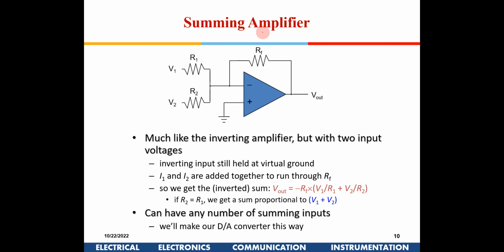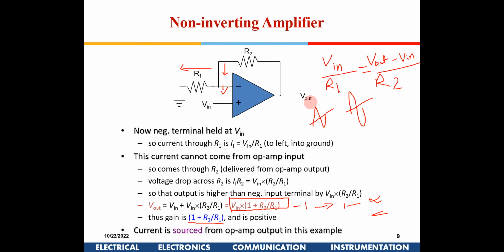Then, Sir, here we are also considering the same concept we considered for virtual ground. Correct. That's why we have done V in upon R1. We are assuming this voltage will be V in here. Same. Okay, this equation comes from that only.